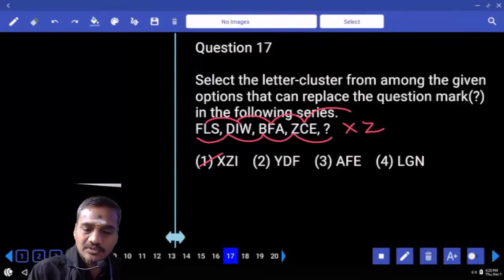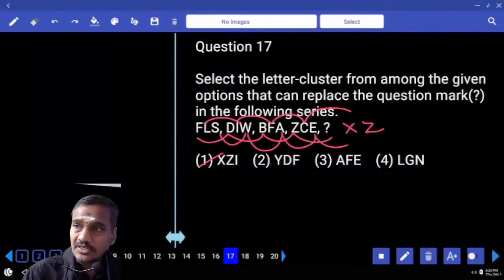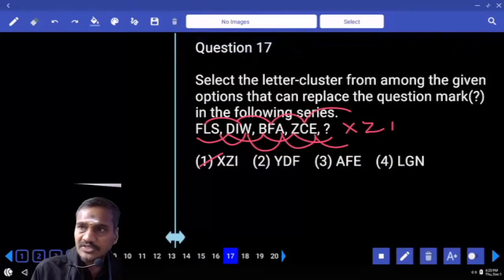And the next one, S and W. 19 plus 4, plus 4, plus 4. A plus 4 is E, and E plus 4 is I. X, Z, I. For the 17th, it is choice 1.